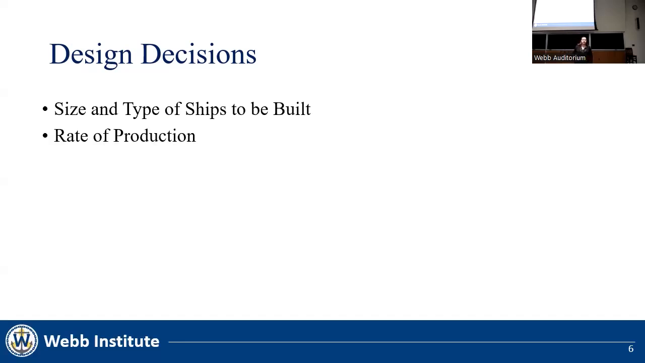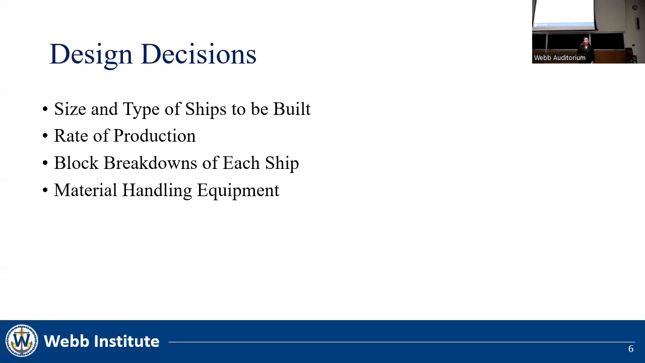Along with this, the rate of production, or how many ships per year they wish to build, is also important to determine the amount of space you're going to need for the facilities. There also needs to be block breakdowns of each ship or similar ships in order to determine the size of facilities needed. There needs to be a discussion of the material handling equipment, like cranes and transporters, that the shipyard uses to move material throughout the yard.